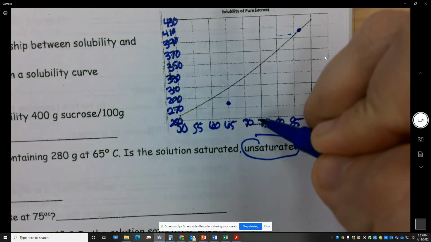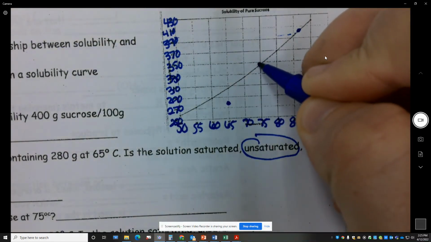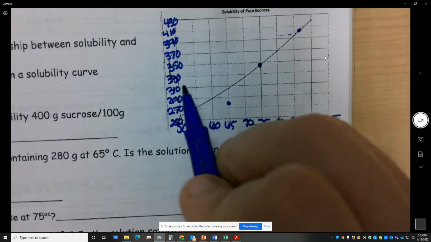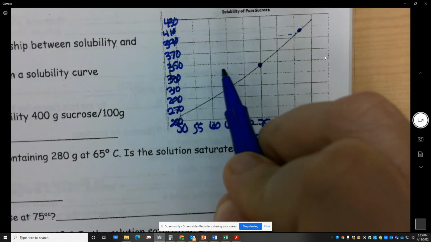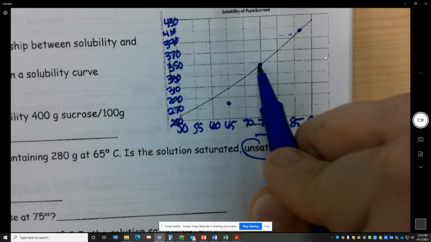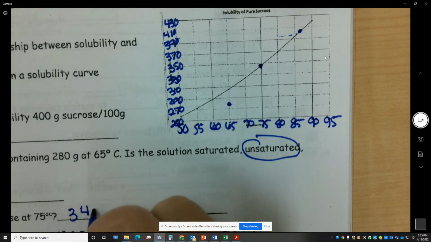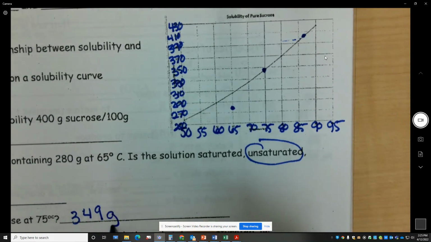All right, what is the solubility of sucrose at 75 degrees Celsius? So 75 degrees, I'm coming up to the line. All right, it's around 349, we could say. 349 grams. Okay.